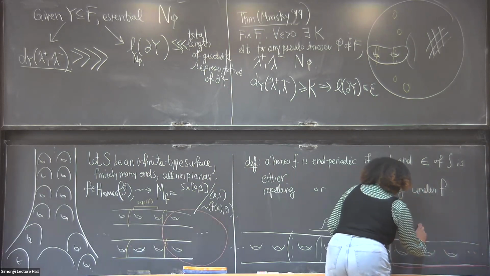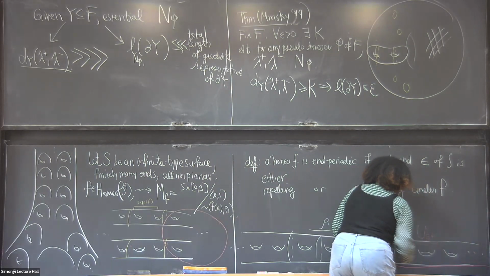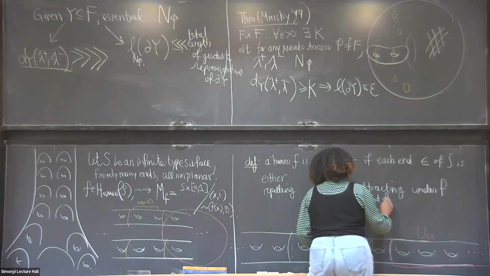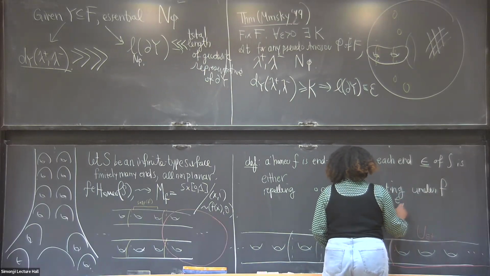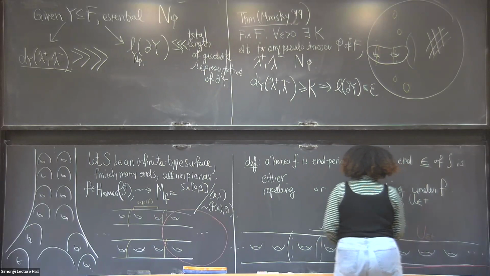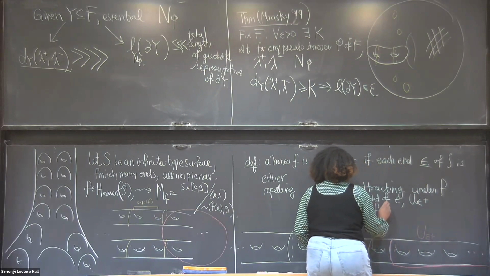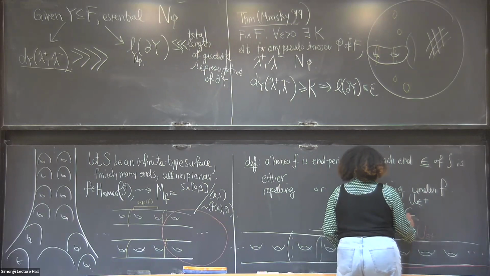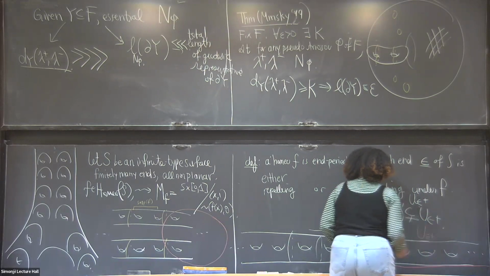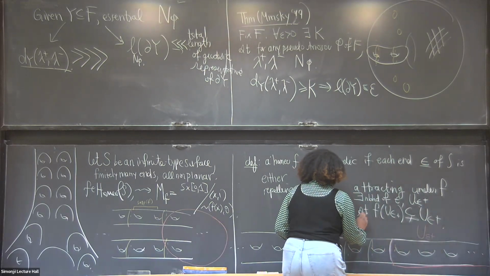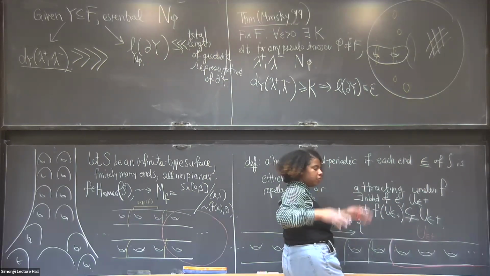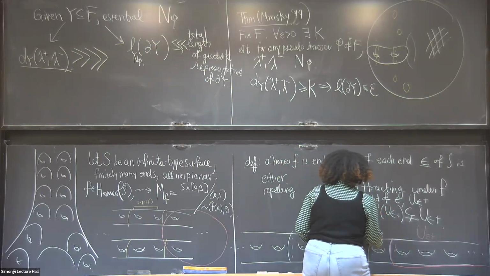It means I have a neighborhood of this end. I'm going to call it U epsilon plus. So there is a neighborhood, let's call it U epsilon plus, so that F of U epsilon plus is contained in itself, properly contained in itself. And if I keep doing it forever, I'm forming a neighborhood basis of the end. So I'm approaching the end.